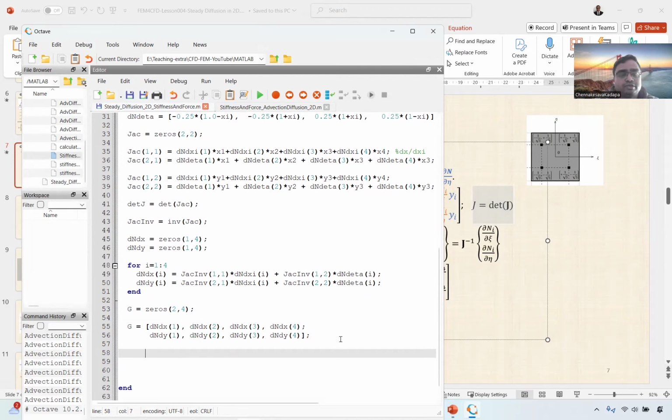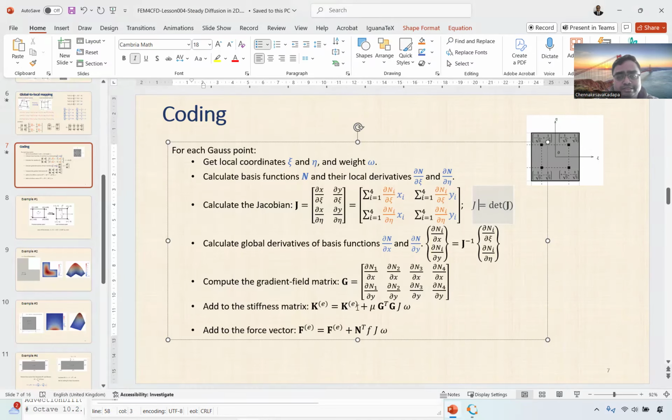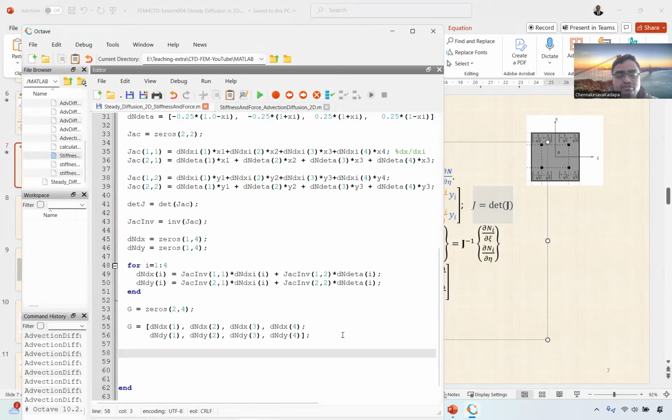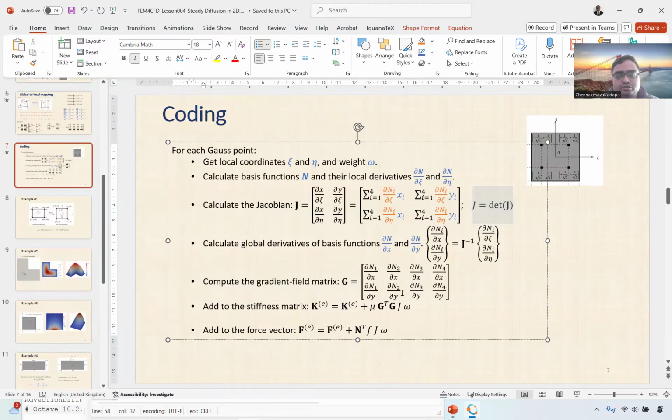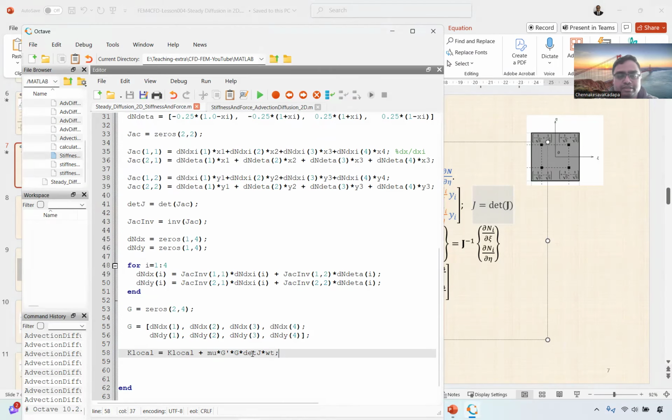Now, next we do this step. We create and add to the stiffness matrix. So K lateral. Remember, we need to add to the existing value. So K lateral equal to K lateral plus mu, our diffusion coefficient, multiplied by G transpose, multiplied by G, and then multiplied by the determinant of the Jacobian, and then multiplied by the weight. So mu G transpose G, J, where J is the determinant of the Jacobian, multiplied by weight.